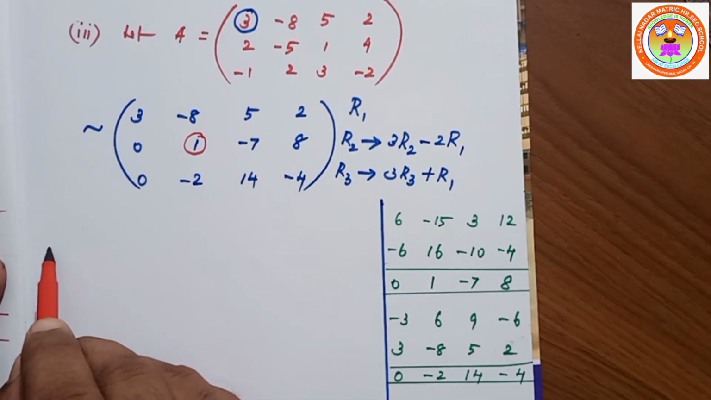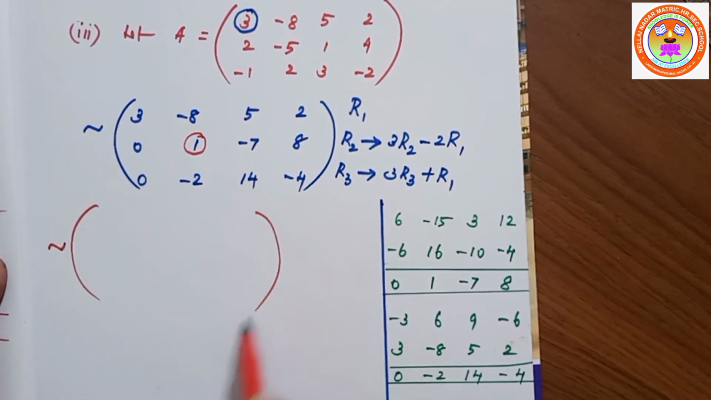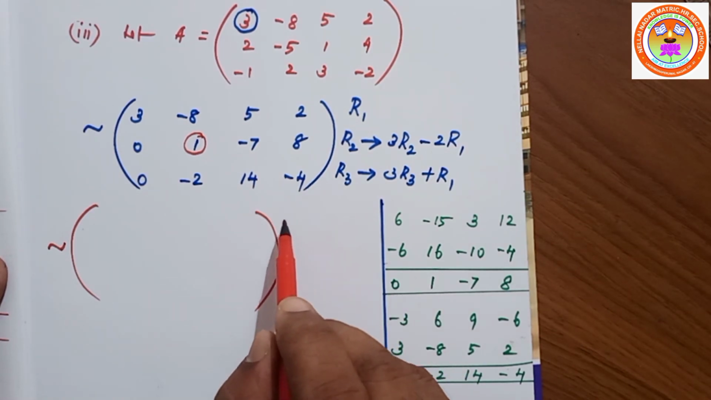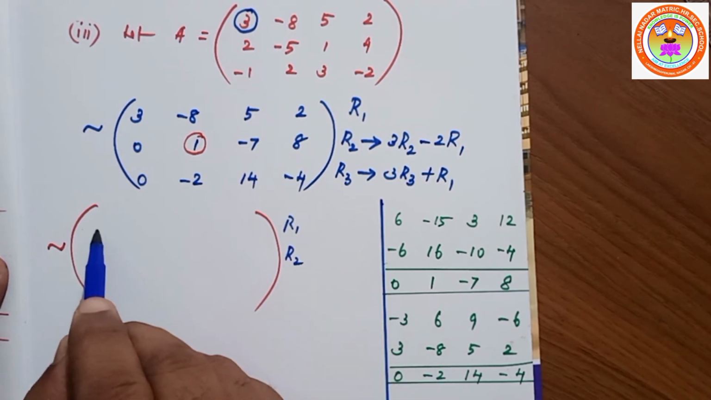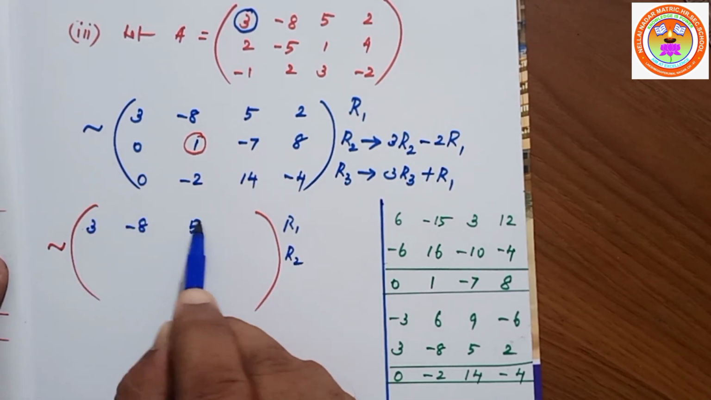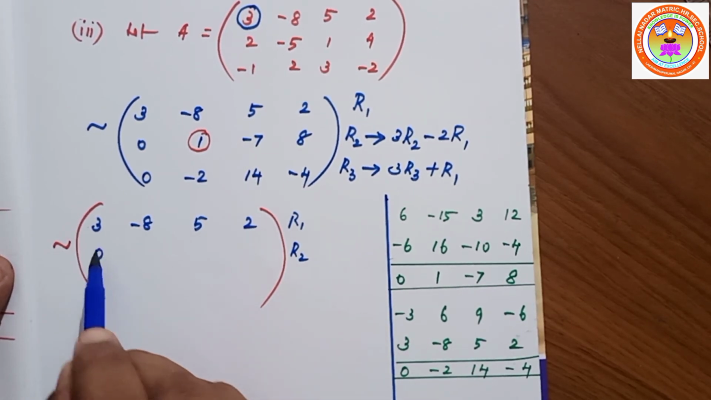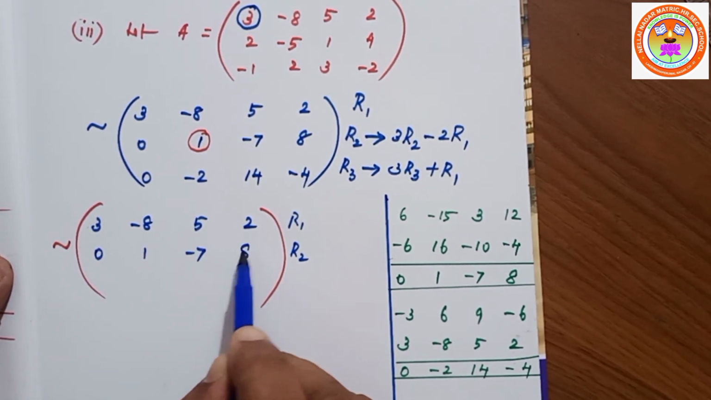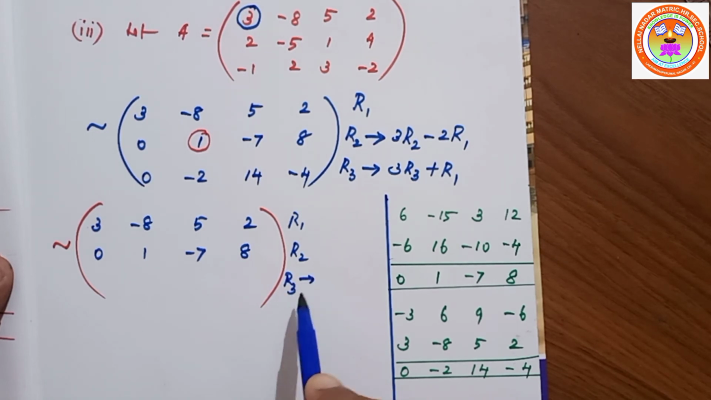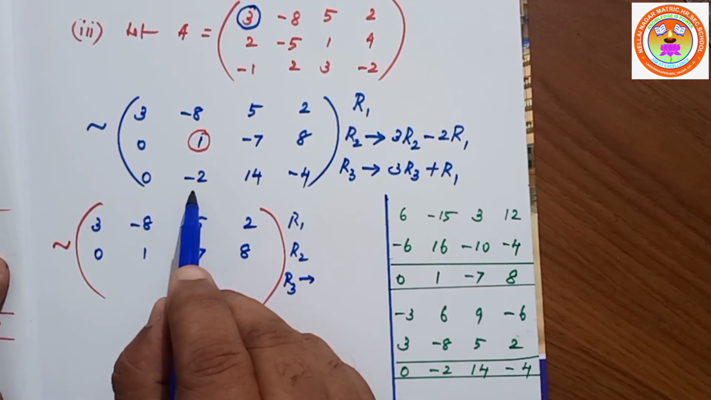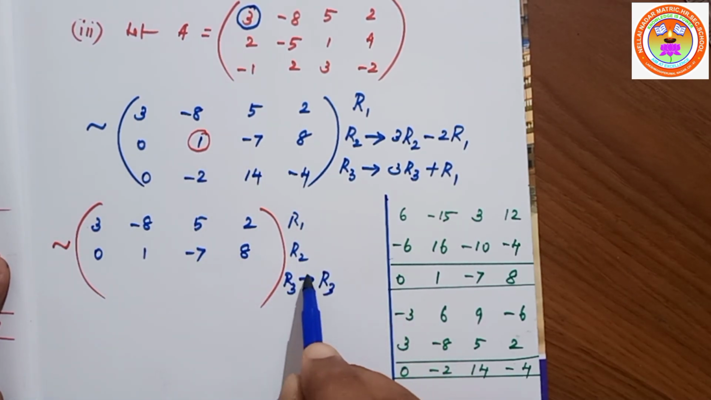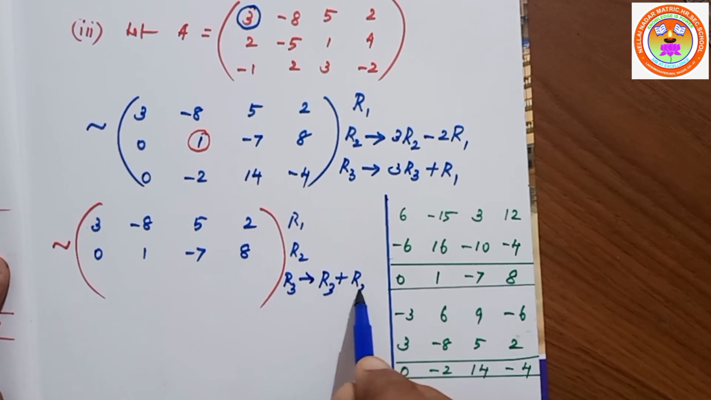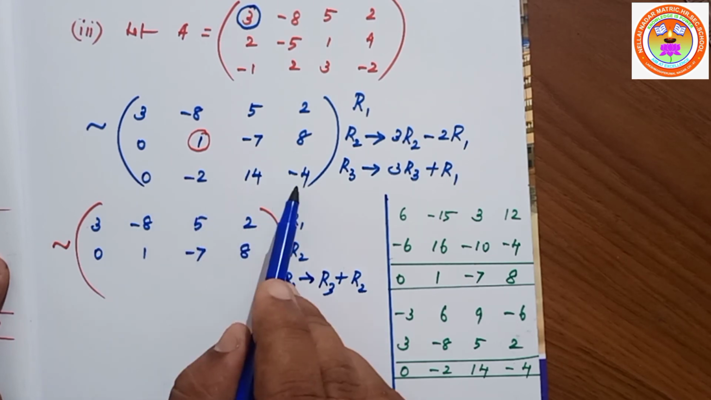So put the equivalent symbol. Okay, R1 and R2, no change at all. R1 and R2 write as it is. So 3, minus 8, 5, 2, and 0, 1, minus 7, 8. Now transformation only for R3. Since we have minus 2, it has to be plus 2. Then only can we get 0. So R3 implies R3 plus 2 R2. R3 here is 0, minus 2, 14, minus 4.